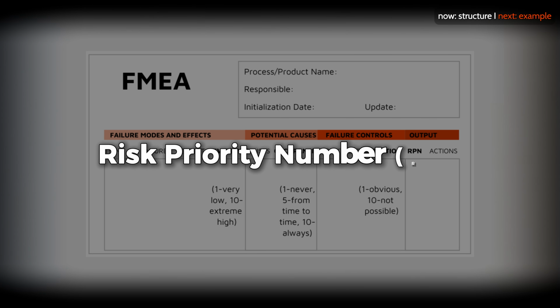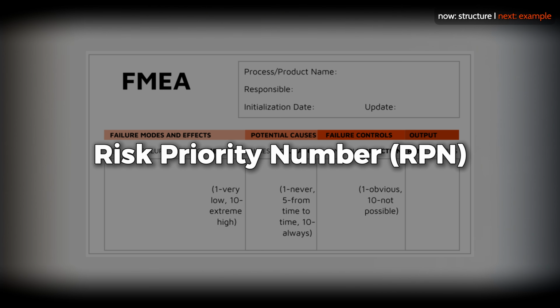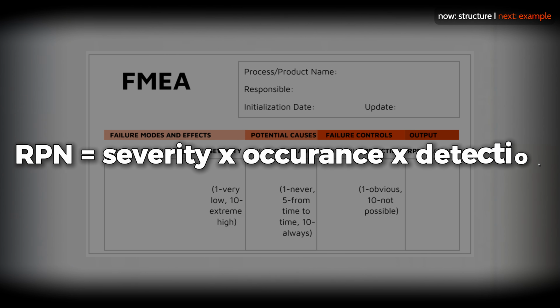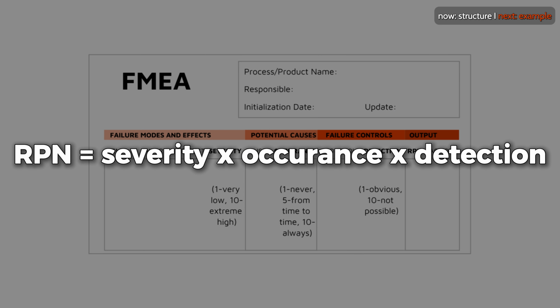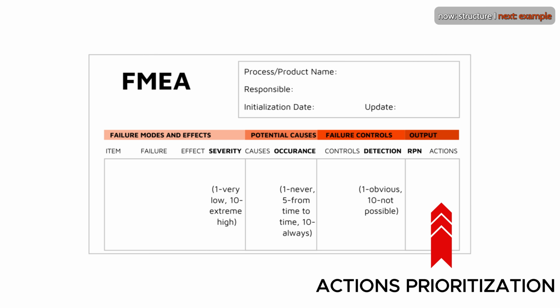These 3 numbers are multiplied to calculate the risk priority number, or RPN. RPN equals severity times occurrence times detection. The higher the RPN, the higher the risk, and actions should always prioritize the highest RPN values first.